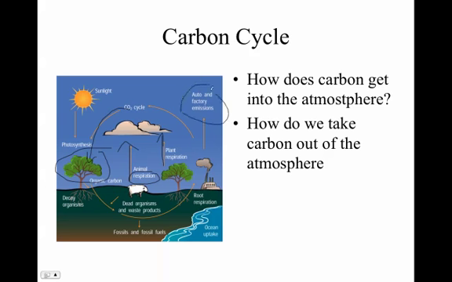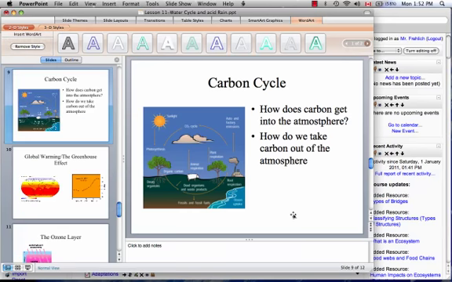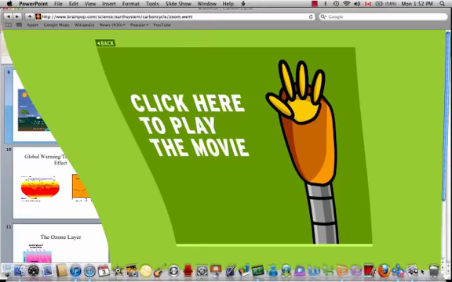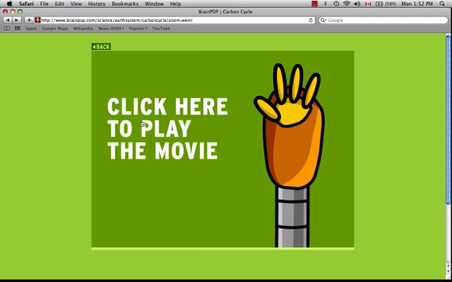Factories and automobile emissions put carbon into the atmosphere. Let's look at this clip on the carbon cycle so you can understand a little bit more about how carbon comes into and out of our atmosphere. It should be in balance, folks.